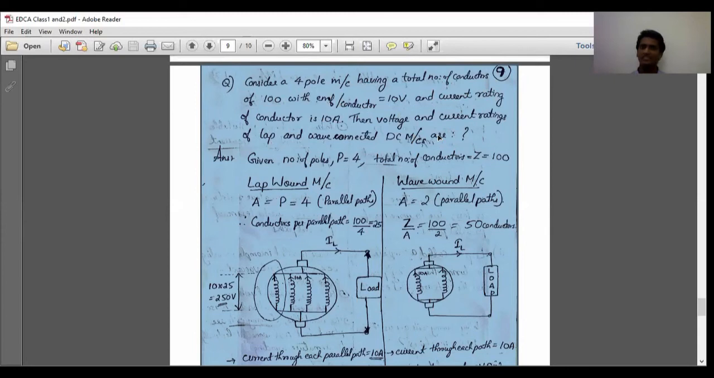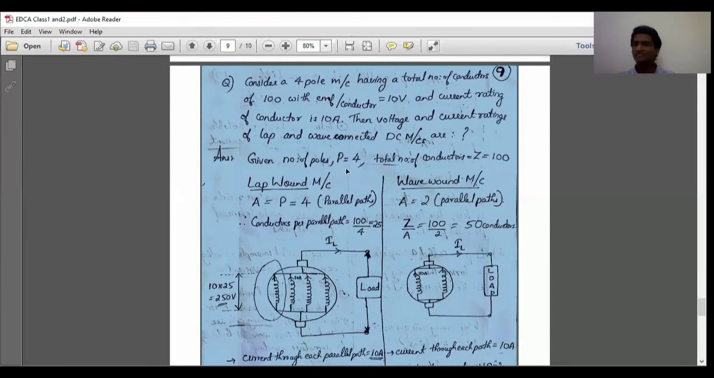We have to find the voltage and current rating of my machine if the armature is wound in lap winding form, and also if it is connected in wave wound form. Clear? First, let us have a look at lap wound machines.